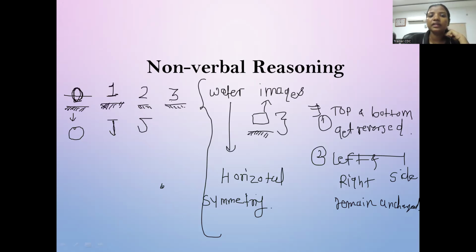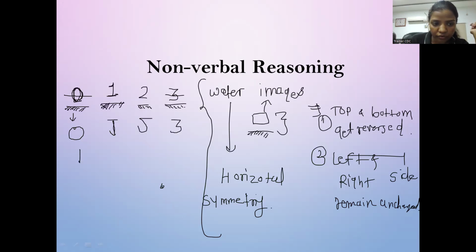What do you think how 3 will look like? Okay, if I draw one horizontal line on 3, can you see symmetry? Yeah, here we can see symmetry, right? Both the upper and lower sides are the same. So 3 will look as it is in the water image.